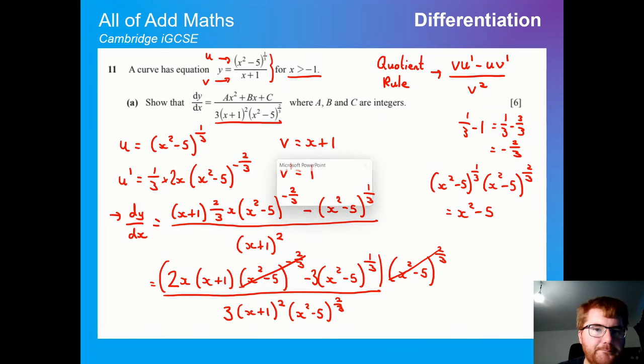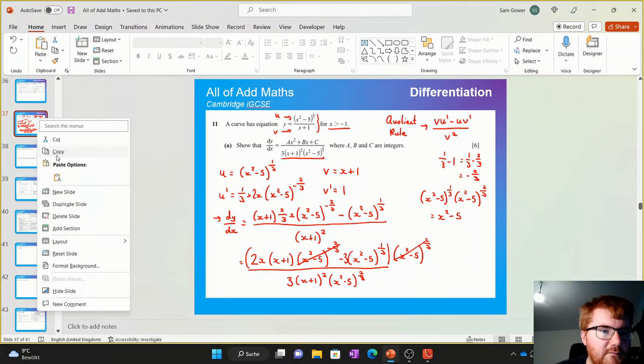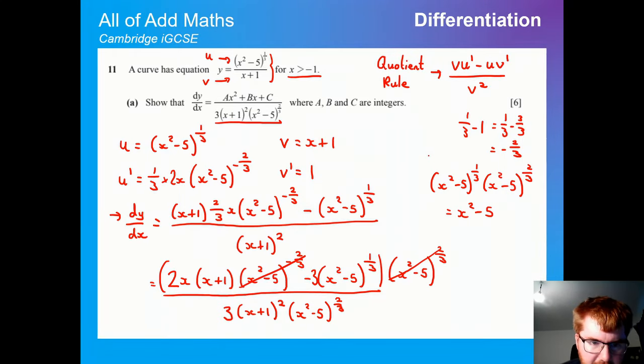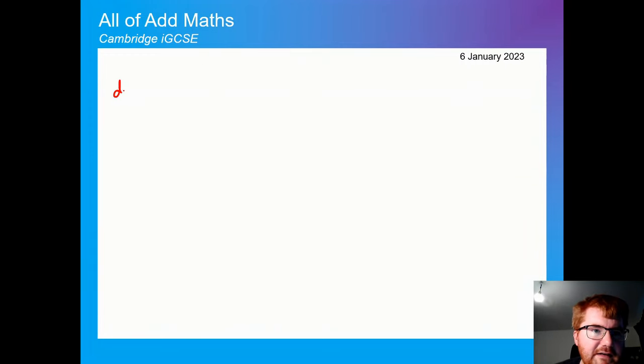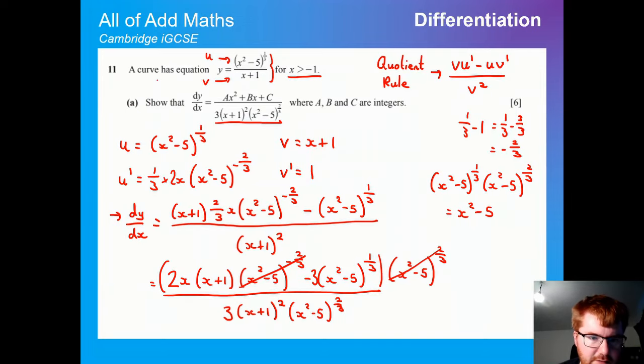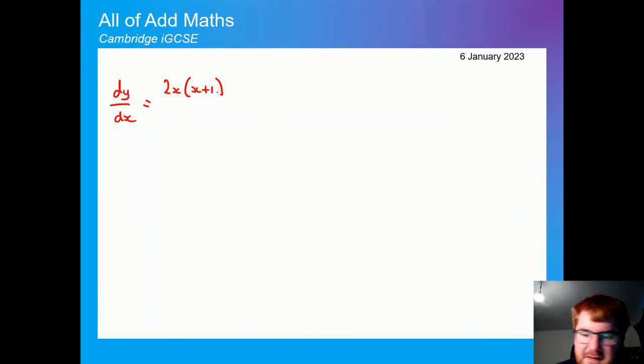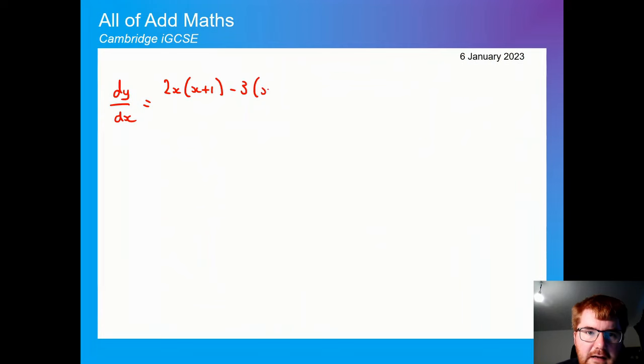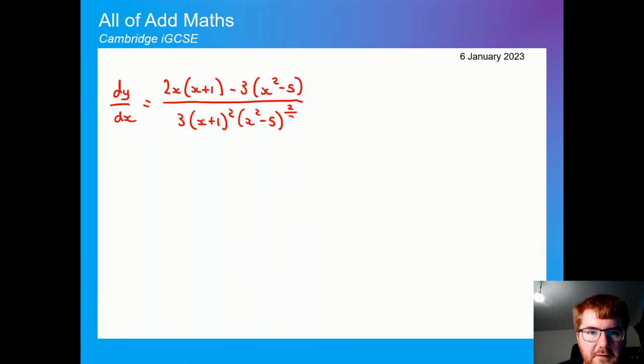So let me generate a quick page to write out what we've got here. So let's just copy this down correctly. So dy by dx is equal to 2x brackets x plus 1. That stays where it is. We've times this by (x squared minus 5) to the power of 2/3. That just becomes x squared minus 5. So we get minus 3 brackets x squared minus 5. And then the bottom is exactly what we want. So 3 is fine. (x plus 1) all squared is fine. (x squared minus 5) to the power of 2/3. So now it's a case of just taking the numerator, expanding and simplifying.